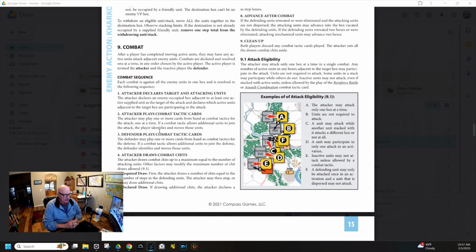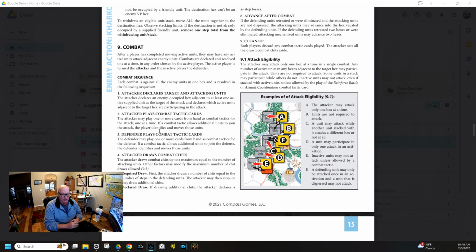Attacker plays combat tactics card. On the bottom of the card, there's a combat tactic. You can play one of those. The attacker may play one or more cards from his hand as combat tactics for the attack, one at a time. If a combat tactic allows additional units to join the attack, the player identifies and moves those units. So basically, you play one of the combat tactics, you do everything that it describes, then you can play another card. After the attacker's done, the defender gets to do the exact same thing. So the defender can play tactics cards as well.